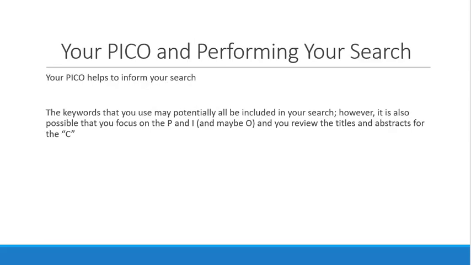So your PICO helps to inform your search. The keywords that you use may potentially all be included in your search. However, it is also possible that you focus on the P and I and maybe the O, and you review the titles and abstracts for the C. We'll get examples here.